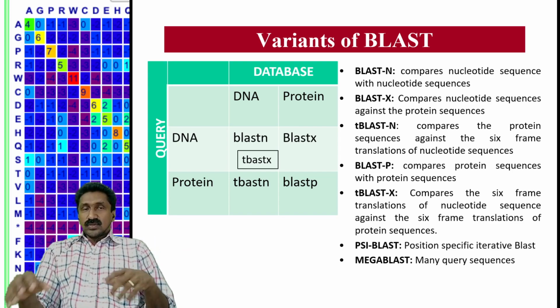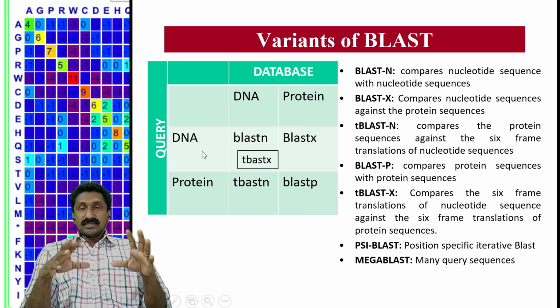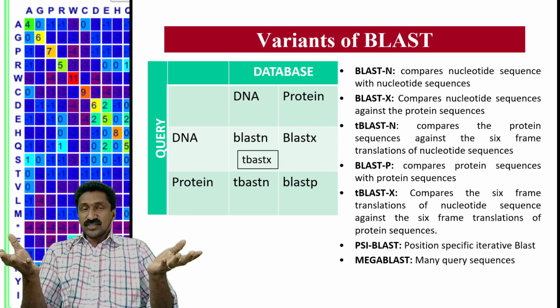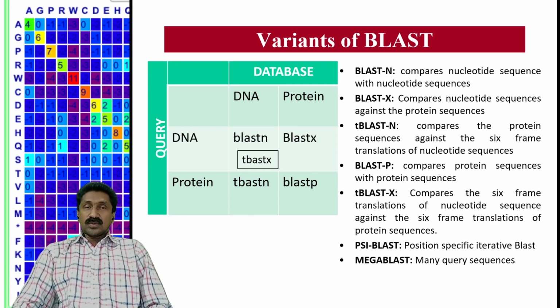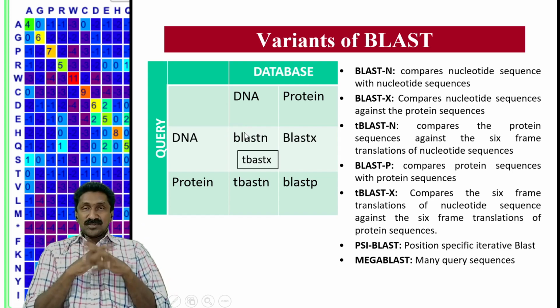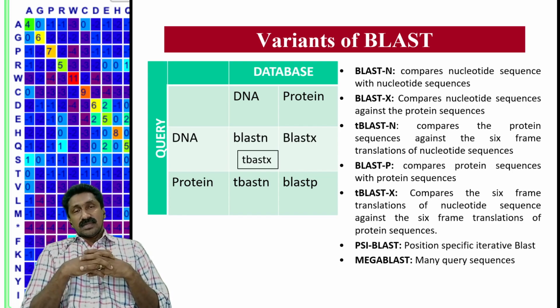So the DNA and DNA may not match exactly if there is a mutation that resulted in no amino acid change. To find that out, you can use this. For example, you translate this DNA into protein, and the database sequence is also translated into protein, and you compare the proteins and see whether it is coding for the same sequence. That is possible with TBLASTX.